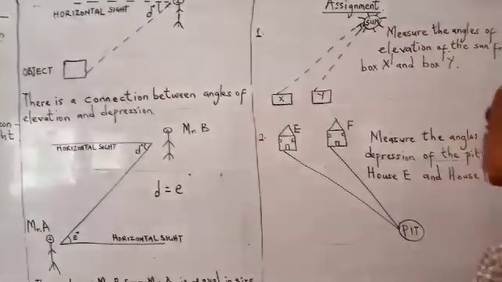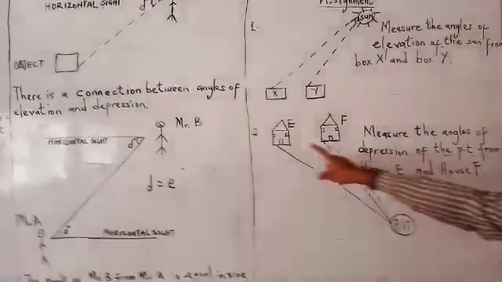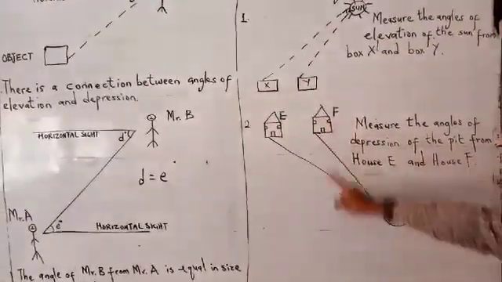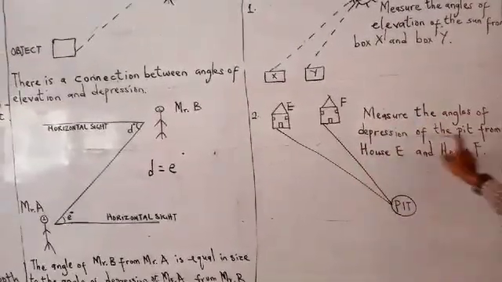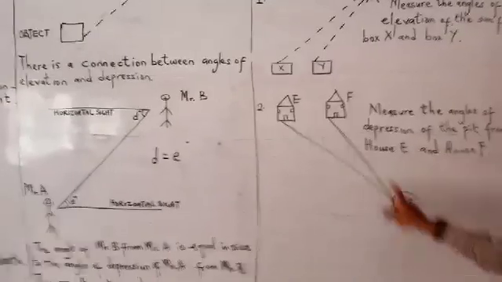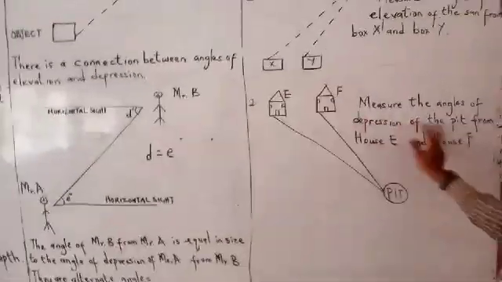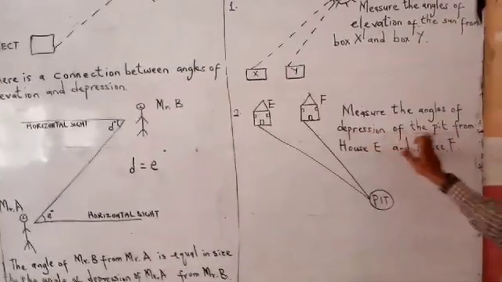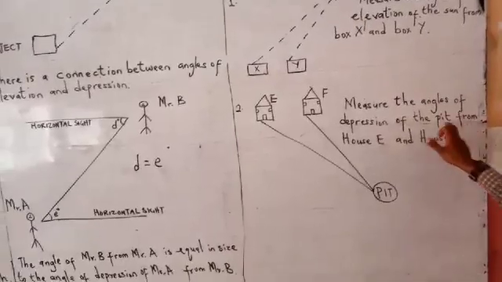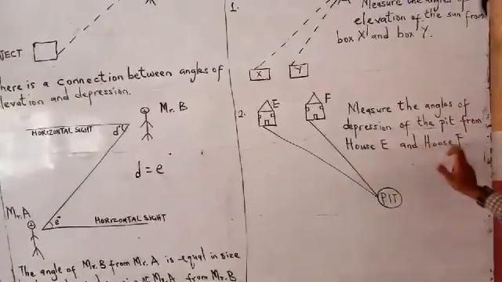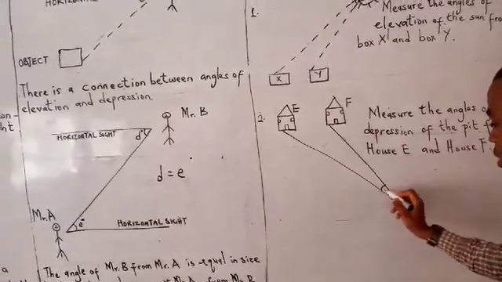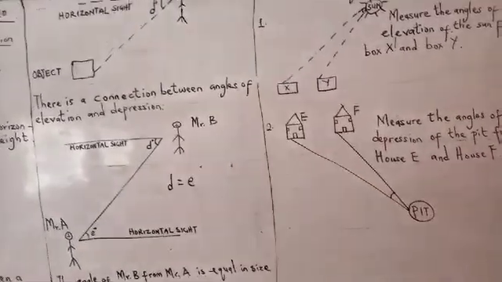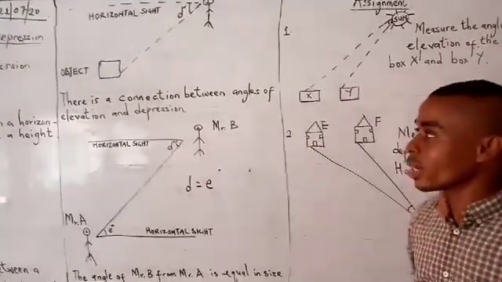We're using your protractor. And next is house E and house F. You have to measure the angles of depression of the pit. Look at the pit. There's a pit, and there are two houses upwards. Find the angle of depression of the pit from house E and house F. So you have to find the angle here using your protractor. I believe you know how to use your protractor to measure the size of angles.